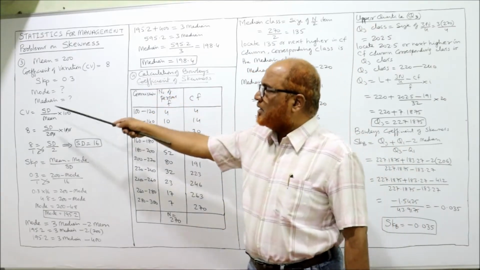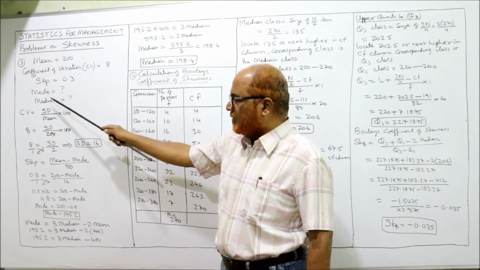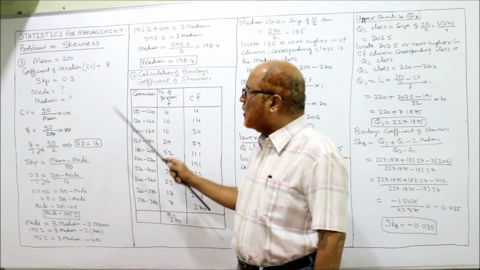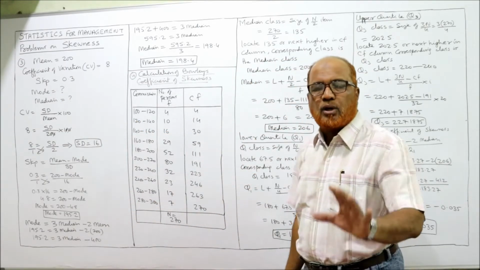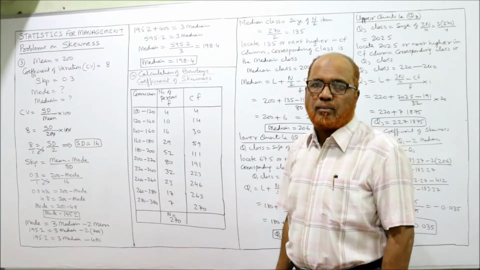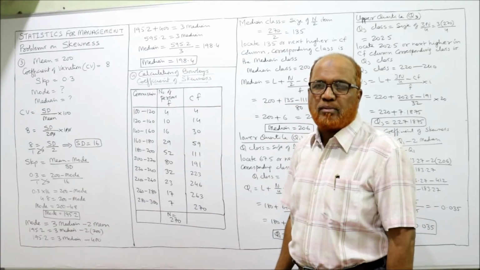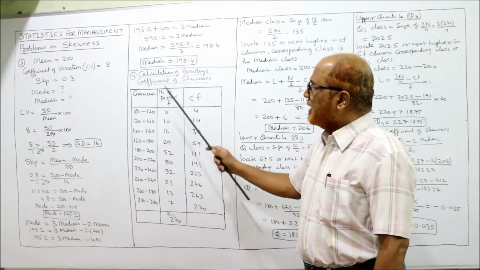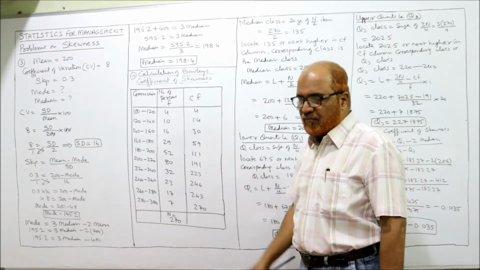So in the whole problem it is asking you to calculate mode and median. Mode we got 195.2 and median we got 198.4. The only thing you have to remember is the formula. So many formulas are there in statistics. Now the calculation of Bowley's coefficient of skewness.